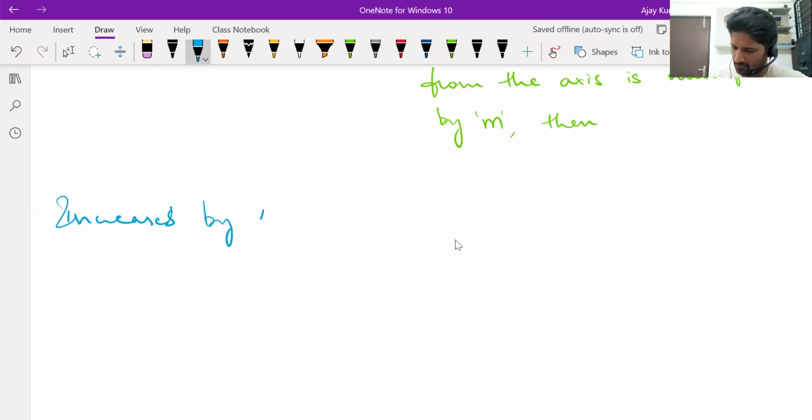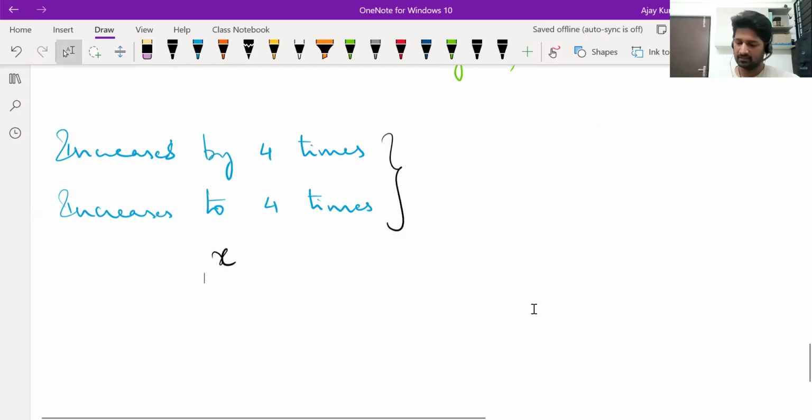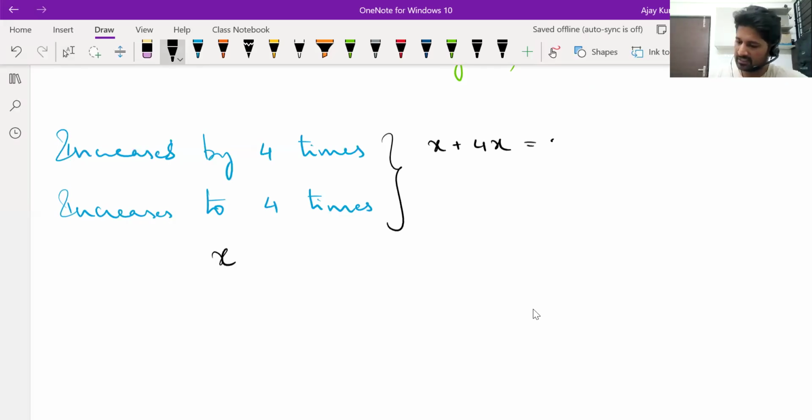Increases by 4 times and increases to 4 times. There is a lot of difference between these two statements. Suppose there is some quantity whose magnitude is x. What is 4 times of it? 4x. Now, if you say increases by 4 times, it means it is becoming x plus 4x, so the final value is 5x. If you say it is increasing to 4 times, the final value itself is 4x. That is the difference. Okay.